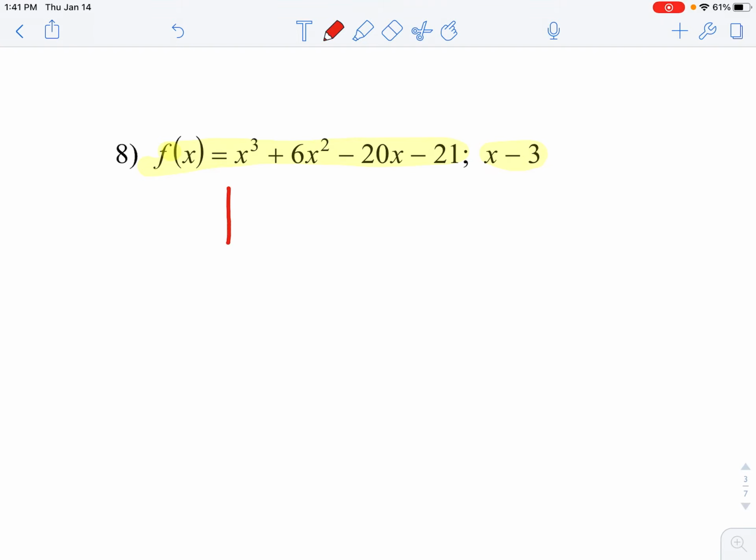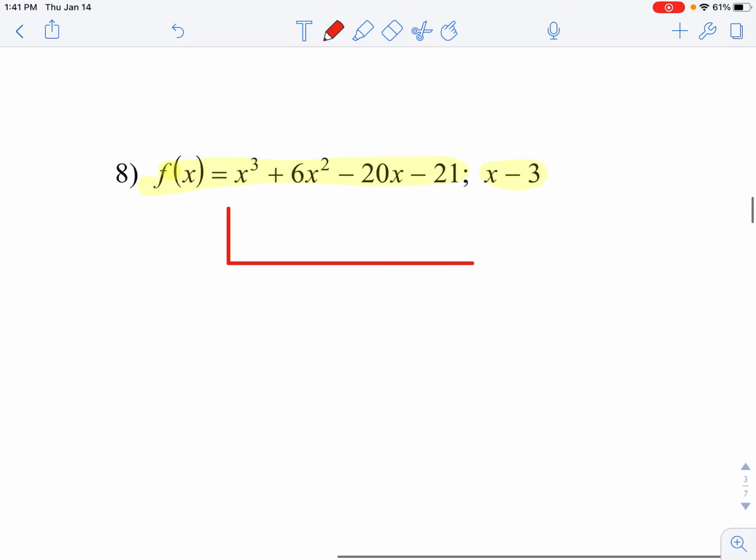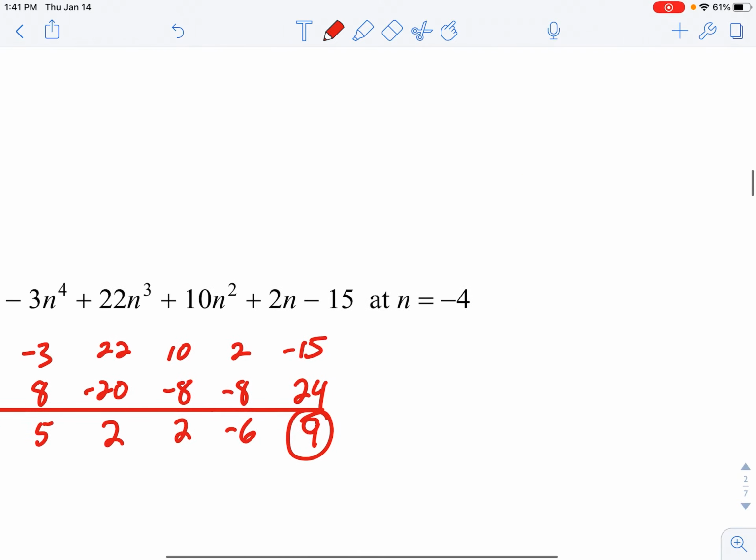So here's what we're going to do. I'm going to use synthetic division. Now you could do long division. If you remember, last week we did both, long division and synthetic division. They both accomplish the same thing. It's up to you to do whatever you like. I'm going to go ahead and choose synthetic division because it kind of goes with the whole synthetic substitution up here.